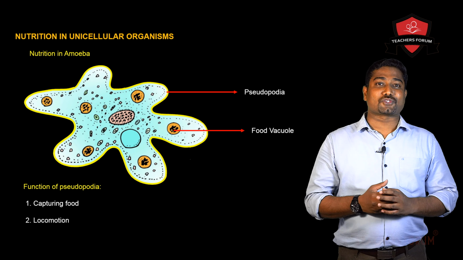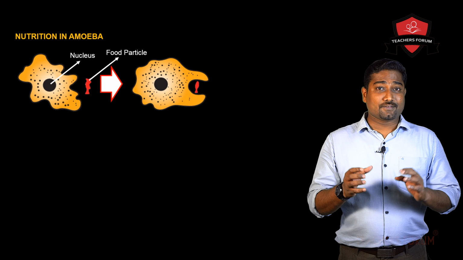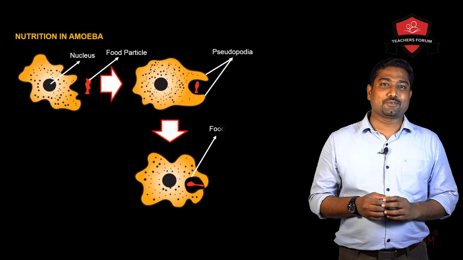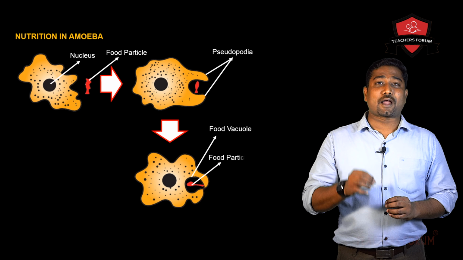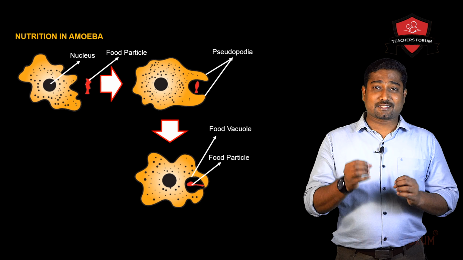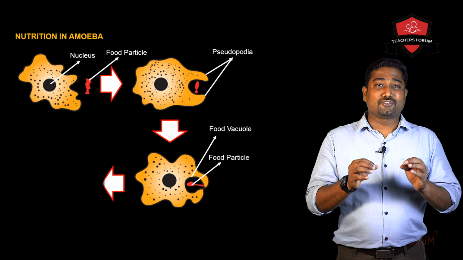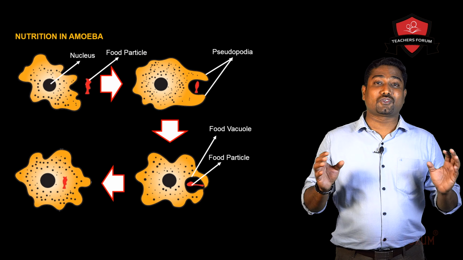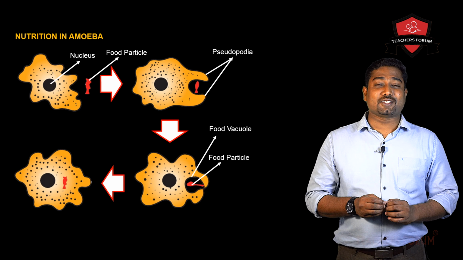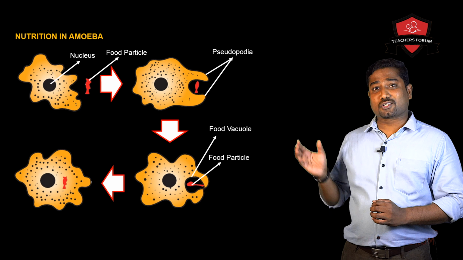Once the amoeba finds its prey around it, it projects its pseudopodia. It will engulf the prey. Later, the pseudopodia fuse to form a vacuole. Inside the vacuole the digestion happens. The food gets digested inside the vacuole. The digested food materials are absorbed and utilized by the amoeba, whereas the waste substances are sent to the surface of the cell and later thrown out.